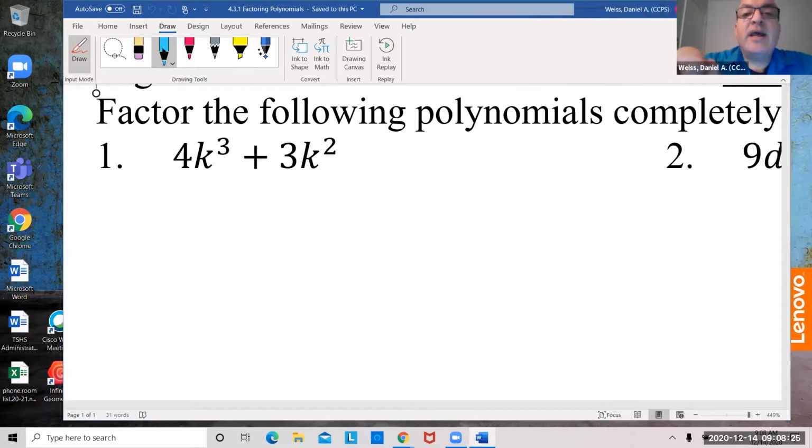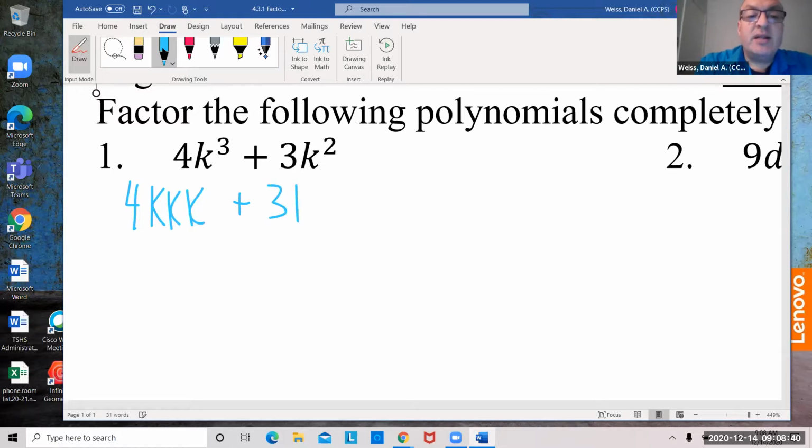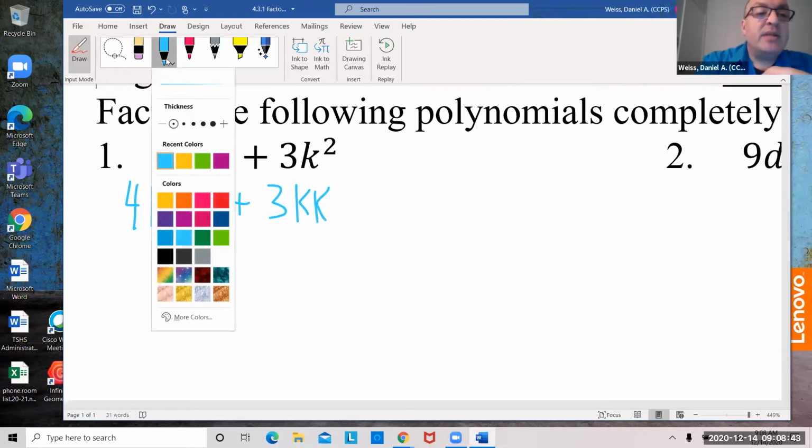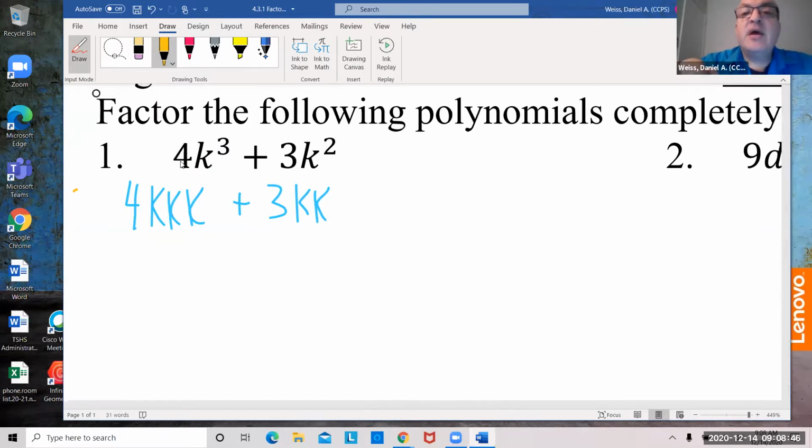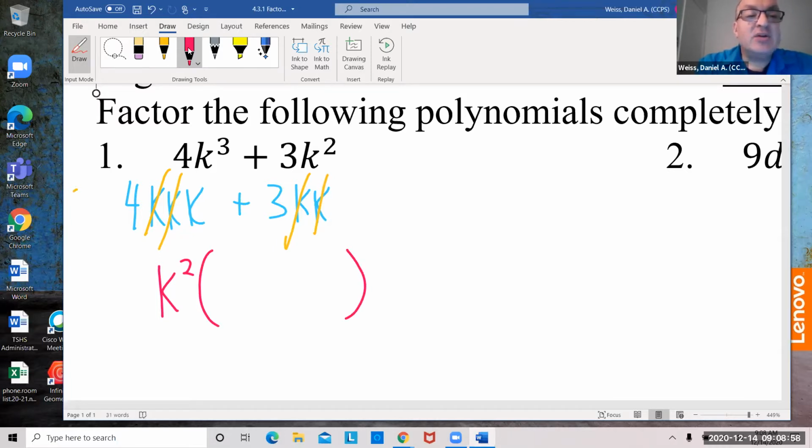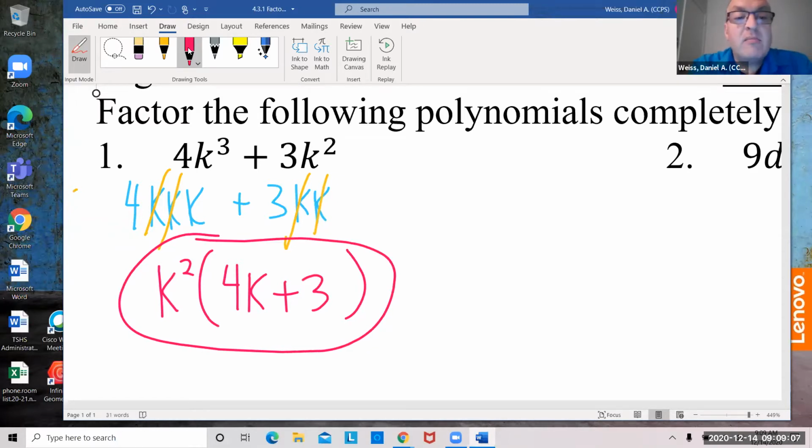I don't know if you remember, the last time we did factoring, I had you write this out, and I wrote 4 and then K and then K, plus 3 and then K and then K. And I said, what's common to both terms there? Remember, in this case, 2 Ks are common. And we write that down: K squared. And then in parentheses, what's not crossed out? 4K plus 3. Done. Right?